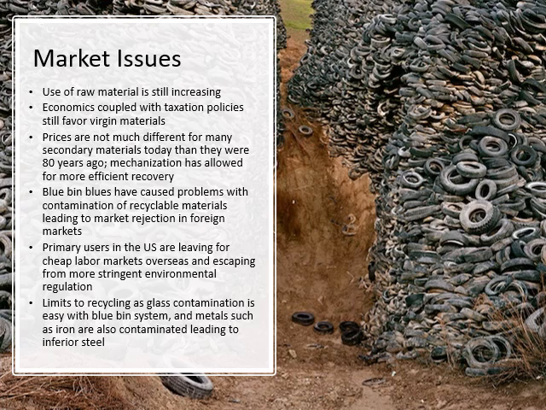There are also limits to recycling. Glass contamination is very easy with the blue bin system. Metals such as iron are also contaminated, leading to inferior steel. In fact, our glass recovery rate for commingled or single stream recycling is 40%. When it's separated out, it's 90% recovery. And in Europe, it's sorted out and not collected in a single stream, and they get 90% recovery.